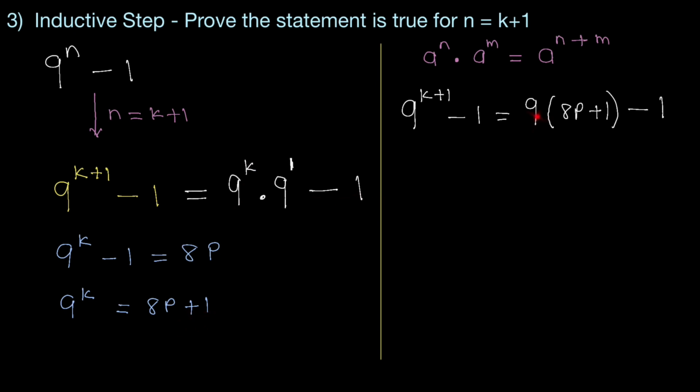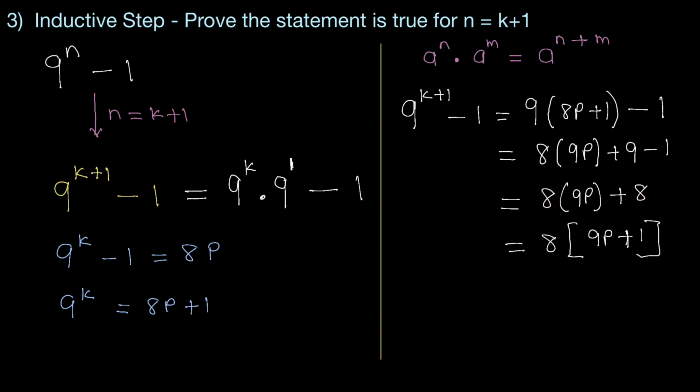I need to multiply this out. When I multiply 9 times 8p, I take the 8 out and put 9p here, because I need to show that it's divisible by 8. 9 times 1 is 9, minus 1, 8 times 9p plus 8. You can see 8 is a factor here. If I take that 8 out, I get 8 into bracket 9p plus 1. Therefore, this is divisible by 8.